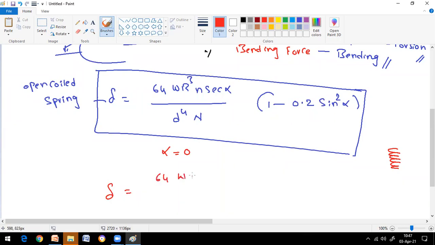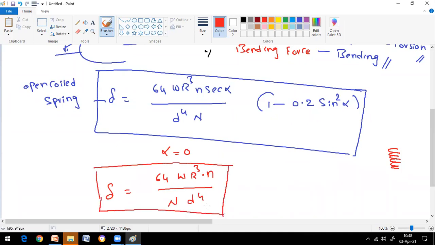64 W R cube N by N d power 4. What is this deflection? This is the deflection of the closed coil helical spring. So the formula for open coiled helical spring is correct. So that's how we check whether the formula is right or wrong.